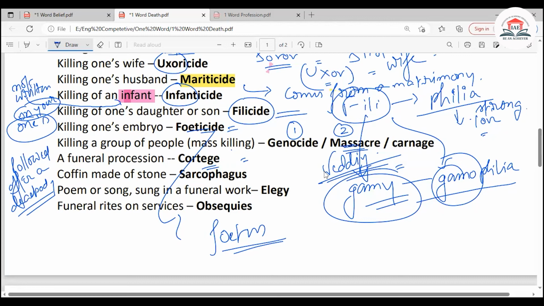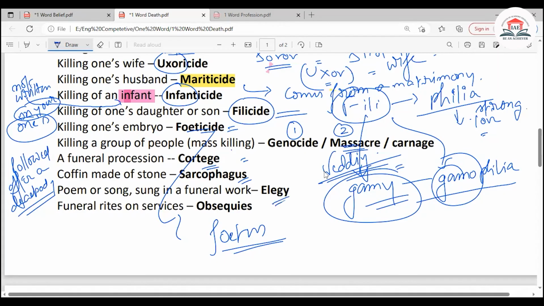Now, sarcophagus. What is sarcophagus? Stone coffin. As we have seen in some movies that are based on the plot of pyramids. That is sarcophagus, a beautiful coffin made of stone.